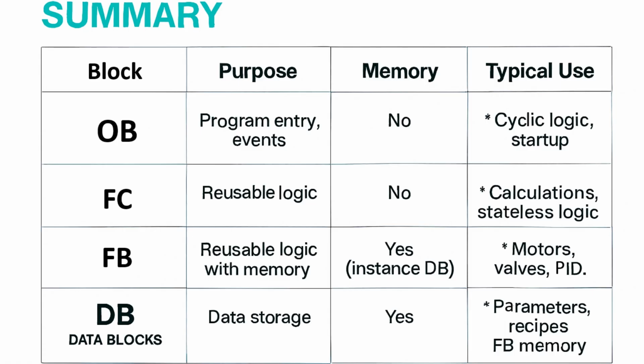Finally, DBs, data blocks. These are used purely for storing data. Global DBs hold shared parameters, while instance DBs are tied to FBs. You use them for recipes, set points, and configuration values.